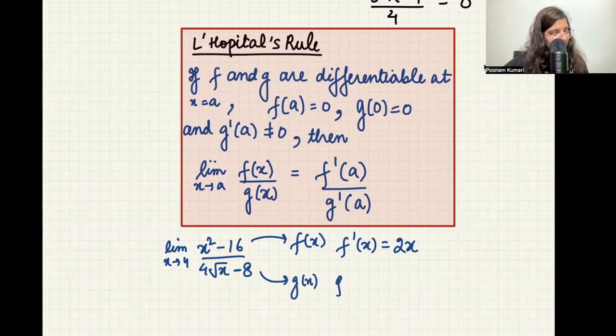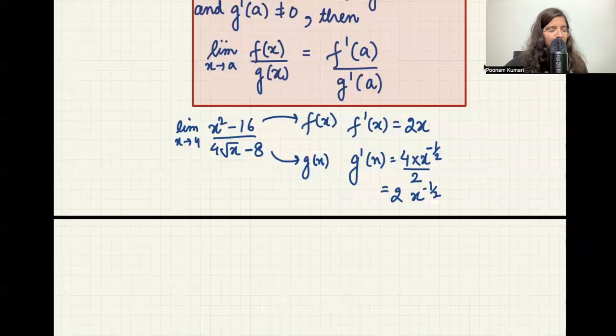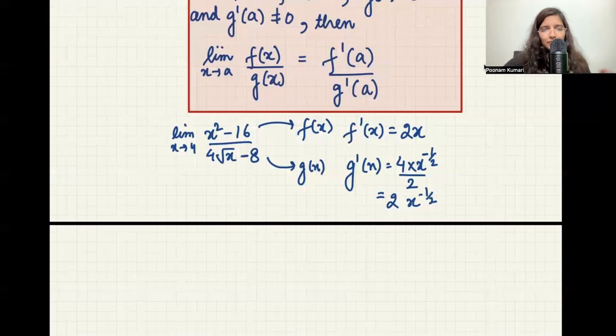If you do g prime x, what are you going to get? The 4 remains as it is. This is x raised to the power 1 by 2, so 1 by 2 comes in front, and 1 by 2 minus 1 gives minus 1 by 2. So basically you will have 4 into x raised to the power minus 1 by 2, and there is a 1 by 2 also getting multiplied. So this will be nothing but 2 and x raised to the power minus 1 by 2. That will be your differentiation. Now we just have to check one thing: at x equals 4, is this value equal to 0 or not equal to 0?